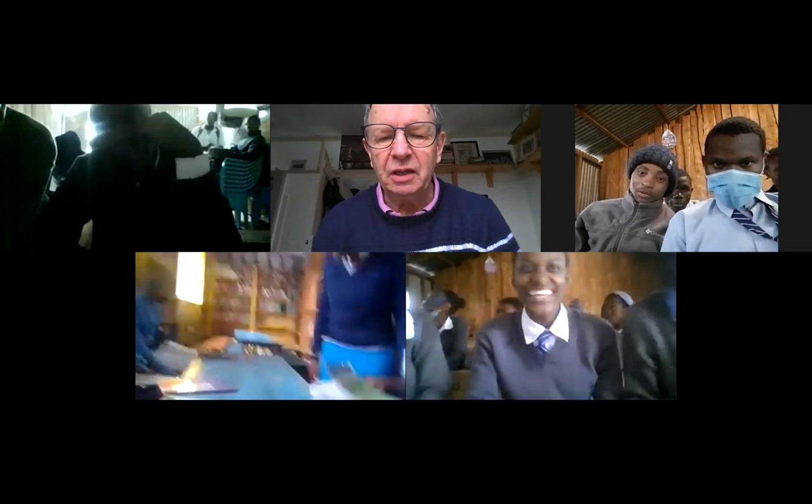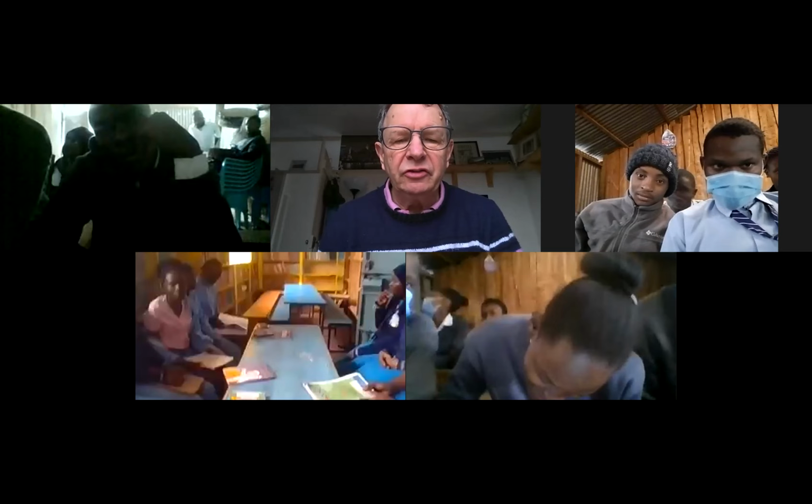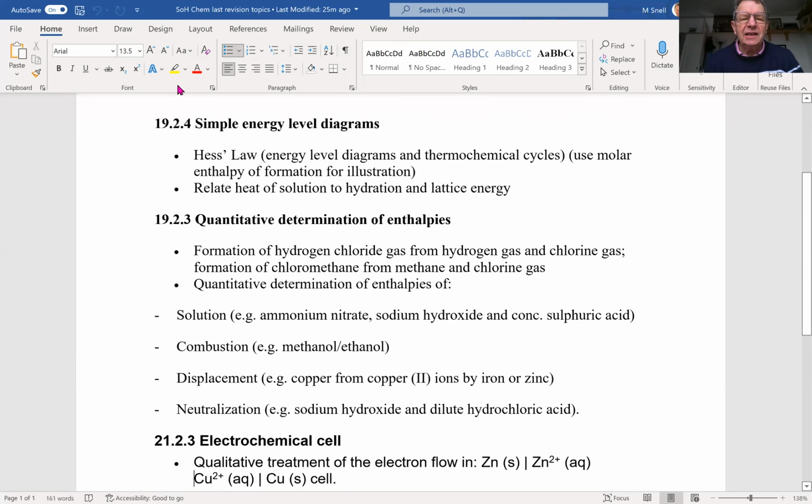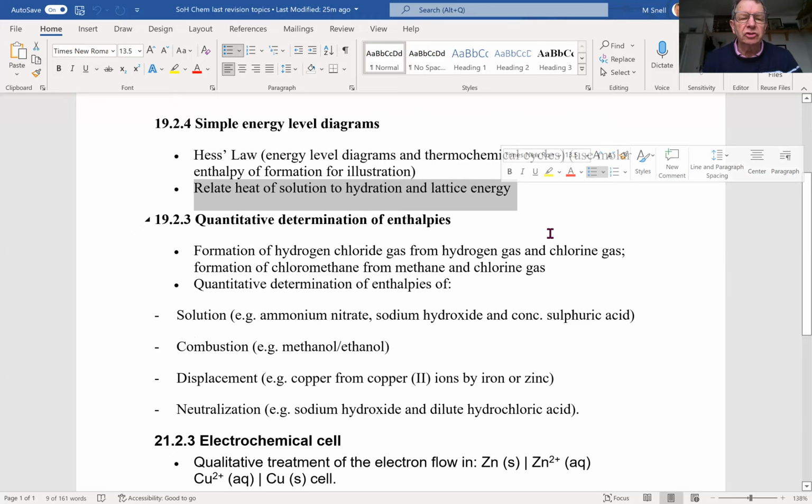Okay. So, I will show you what we are going to do. This is my list of the chemistry we are going to try to do today. It is quite a lot of chemistry. I'm going to look at energy level diagrams. This is an important question here, this one about solubility and hydration and lattice enthalpy. We will look at those or energy.